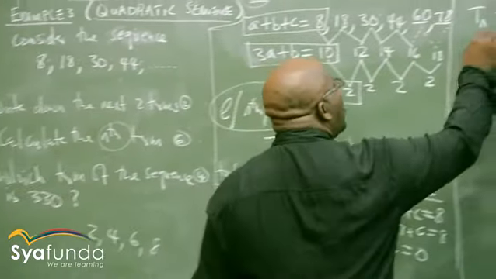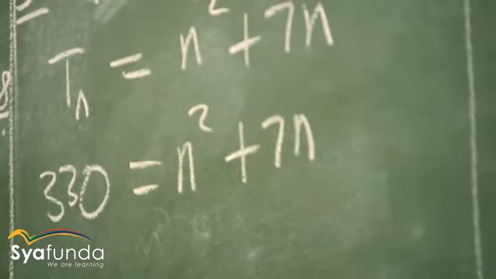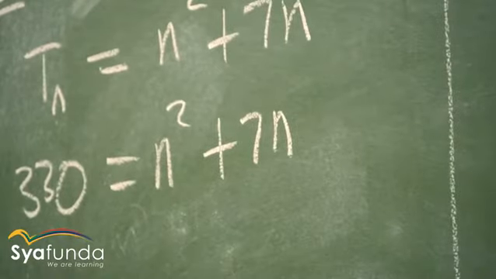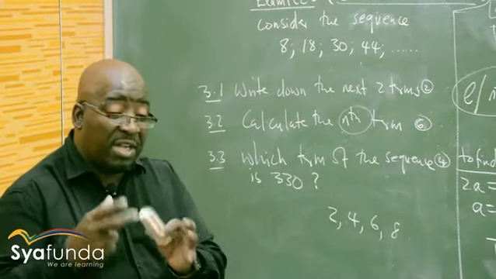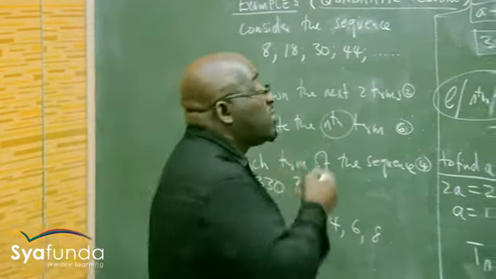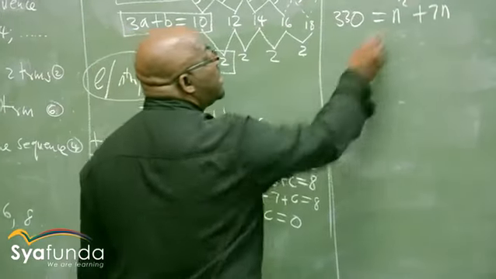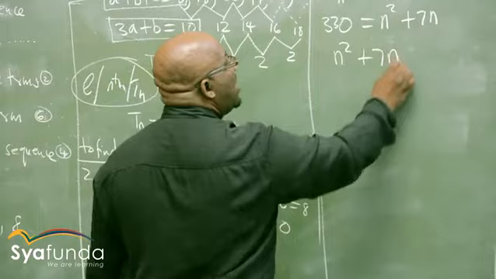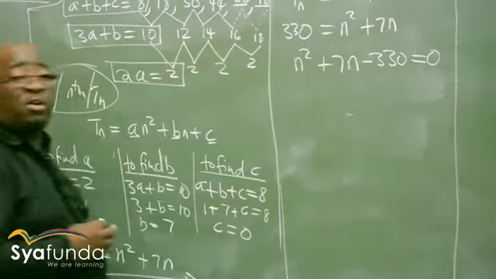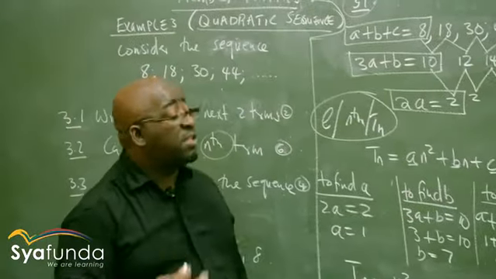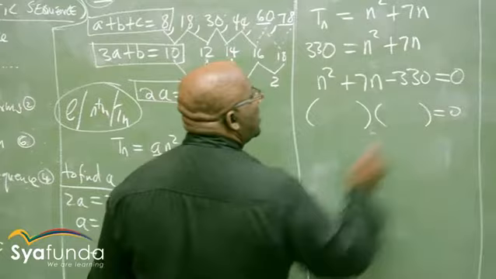So instead of Tn, we're going to put in 330 is equals to n squared plus 7n. In other words, we're looking for n. So we know that if we write this out, I can see the quadratic equation there. So this is going to be n squared plus 7n. Take this one that side, it will be minus 330 equals to 0. Now I've got my trinomial. I can factorize. So factorization becomes important.